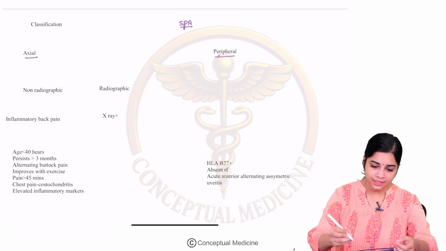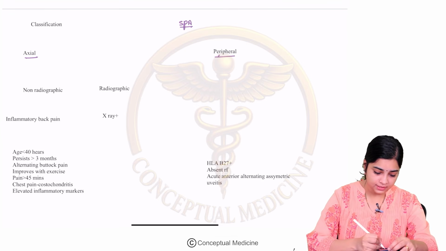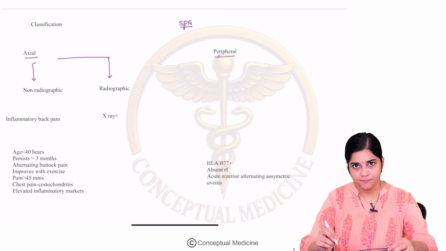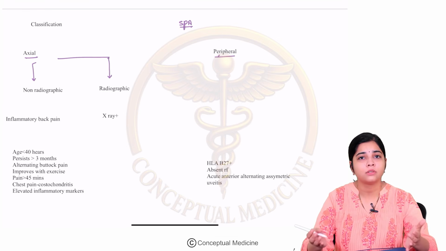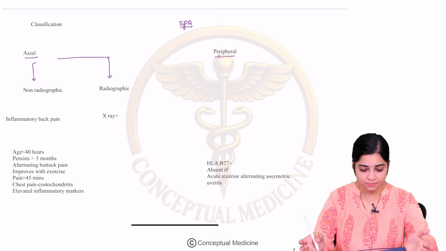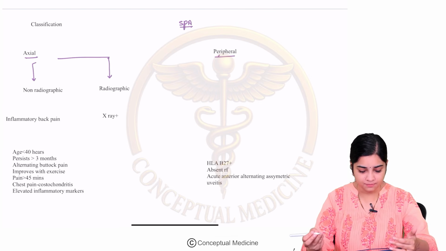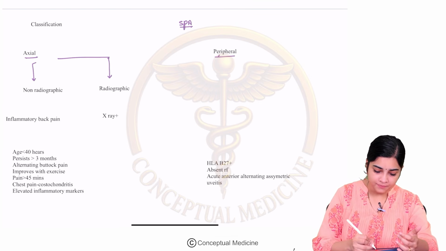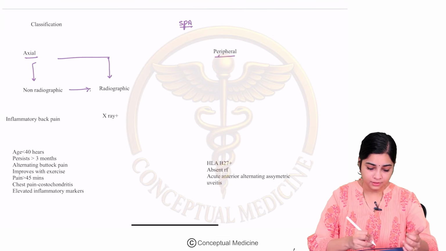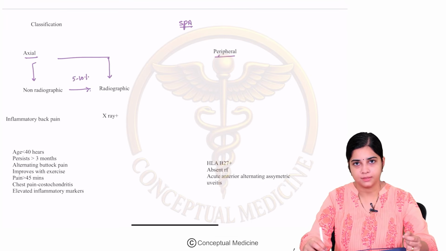That is the reason why axial SpA, which is the new name for ankylosing spondylosis, is classified as non-radiographic and radiographic SpA. So ankylosing spondylosis is not being used now as the term. It is classified as axial spondyloarthropathy, and this can be further classified as non-radiographic as well as radiographic SpA. Non-radiographic SpA can convert into radiographic SpA, and it continues to progress only in 5 to 10% of individuals with spondyloarthropathies.